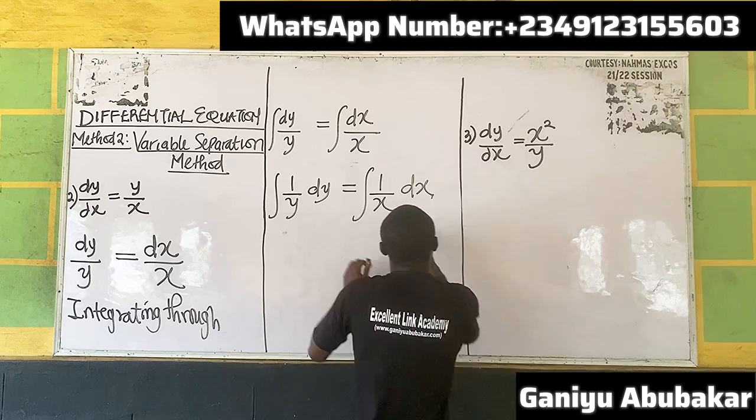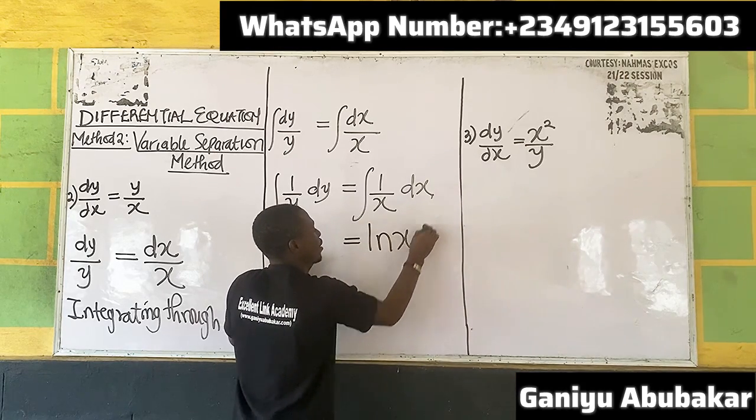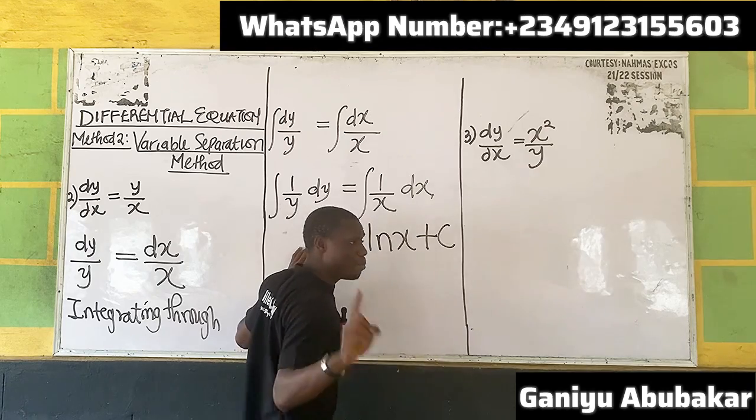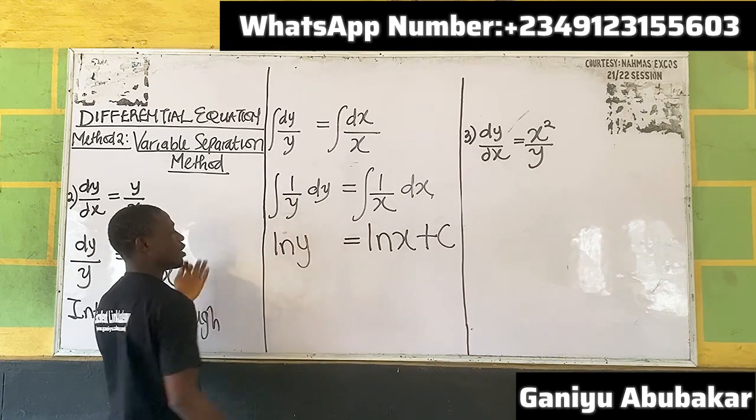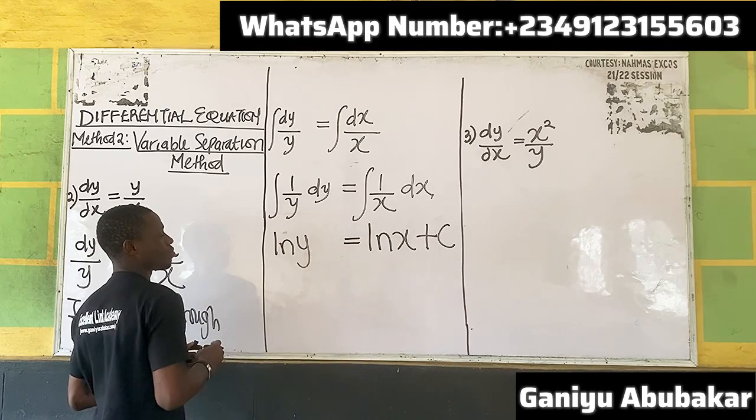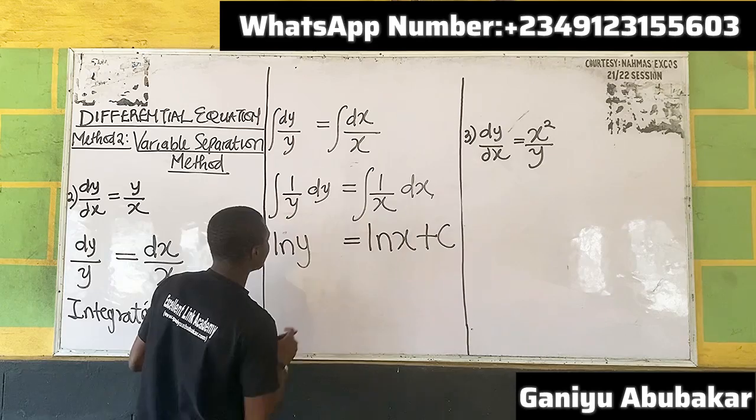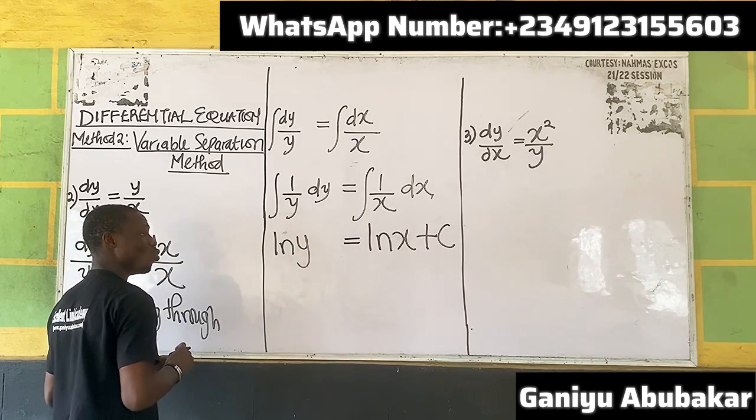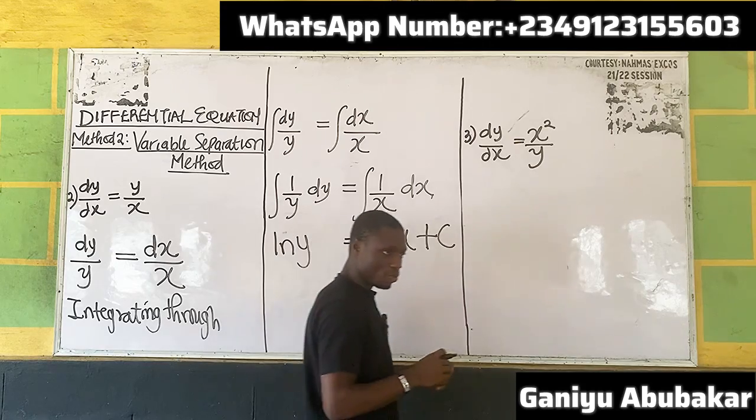If I integrate 1 over x, we know that I have ln x plus c. Similarly, if I integrate 1 over y, that gives you ln y. That's all. So I have this one here. I want to make y subject. What do we know? Now, watch this, please.